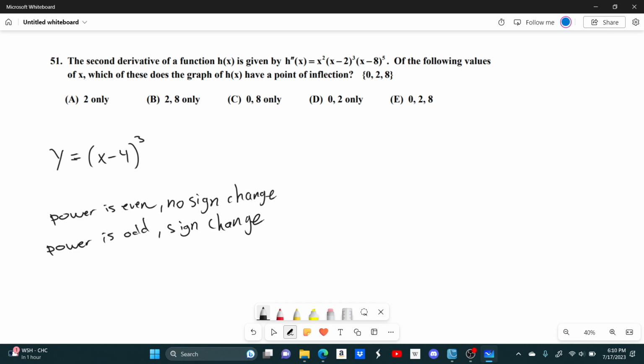And we have three possibilities for whenever it could touch the x-axis. We have 0 and 2 and 8. But only the times where the power is odd will the sign of the value actually change. So that only works for x minus 2, because we have an odd power here to the third, and right here we have an odd power to the fifth. And so we're only going to have points of inflection at 2 and 8.